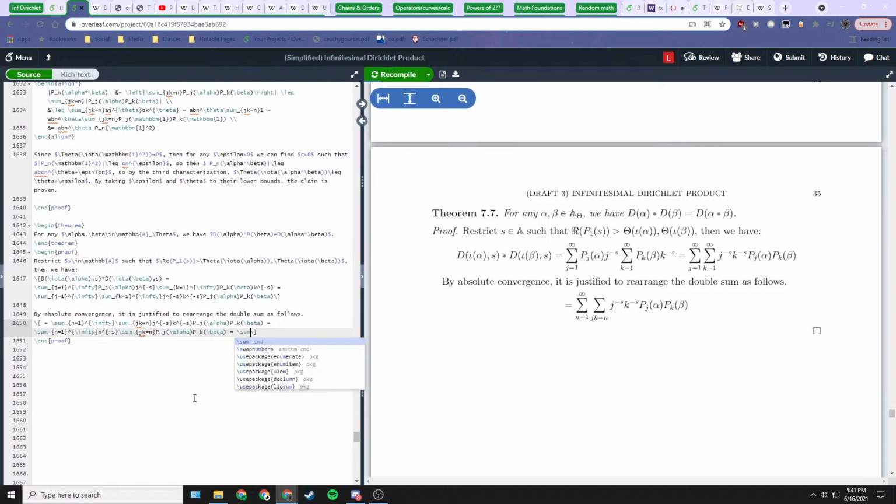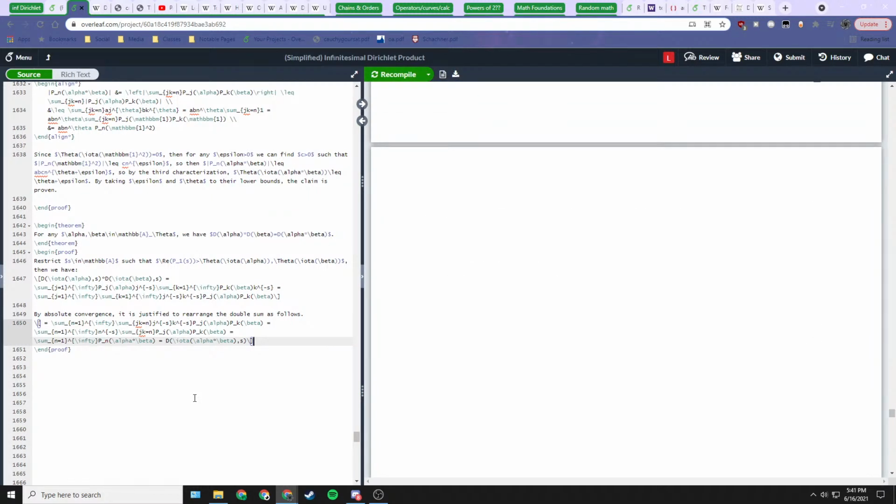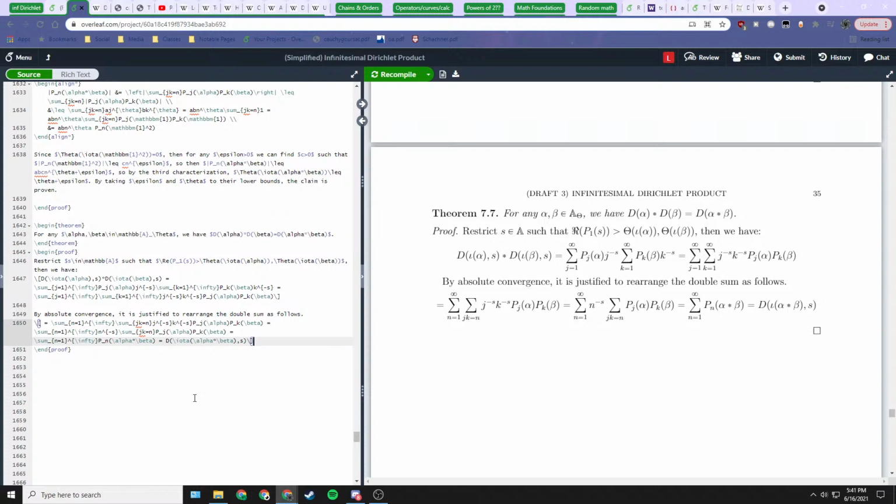And then this is now the sum n equals 1 to infinity, and we have p sub n of alpha star beta. And this is now just D of iota alpha star beta, with s. And that's it. We're done with that. And that's the proof for the product. So that's nice. That's pretty good.